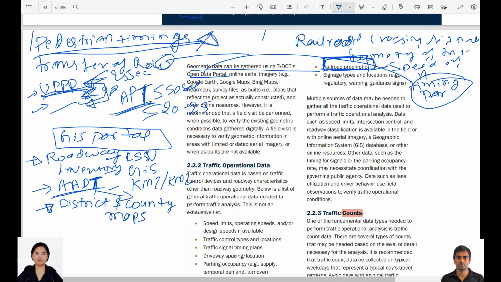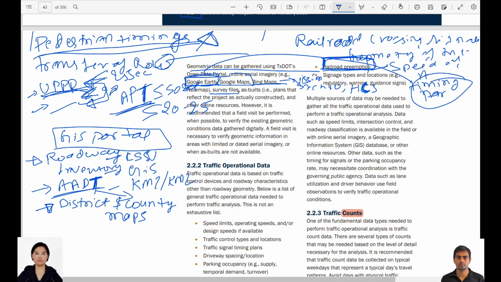The next one is Google Earth, which we frequently use in almost all the projects. Google Maps, Bing Map. Bing Map is now being more used in software such as Vissim, Synchro, and SCS. So most of the software comes with Bing Map now, and it helps us to input the geometry faster in all three software.